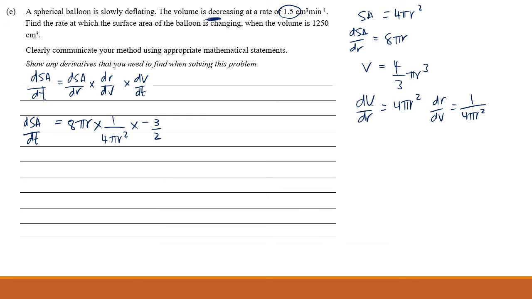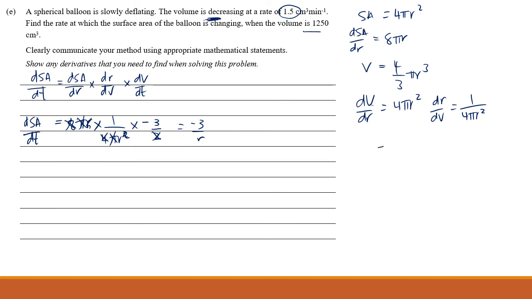So let's try and simplify this. I've got 4 times 2. 4 times 2 is going to cancel with that 8. Pi is going to cancel with pi. 1 r here over this r here. It's just going to be negative 3 over the radius. So what is the radius?